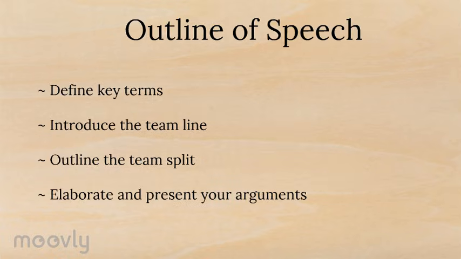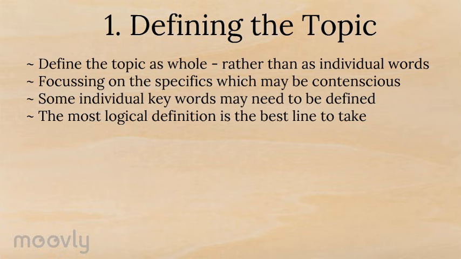Outline of the speech. So, how a first affirmative speaker should begin is by defining the key terms. They then follow that up with introducing the team line, outlining the team split, and then really you get into your debate where you will elaborate and present your key and main arguments. Step number 1, defining the topic.